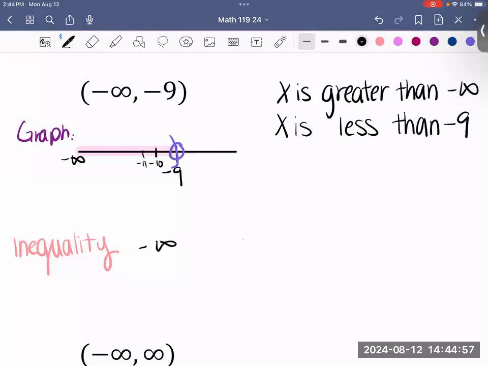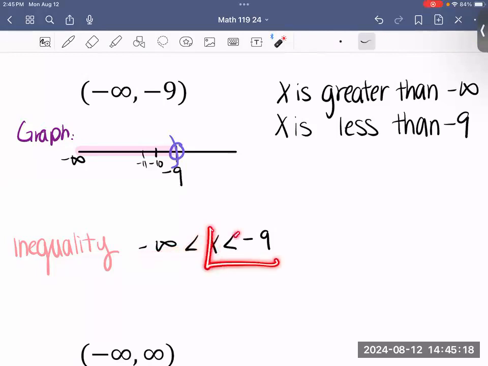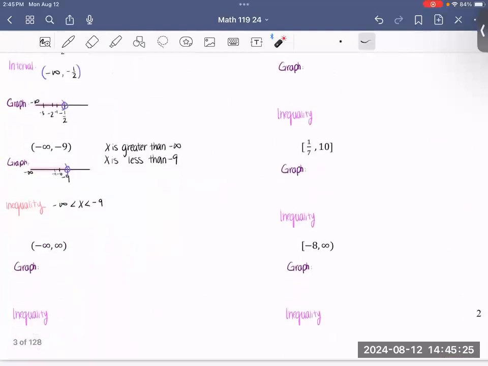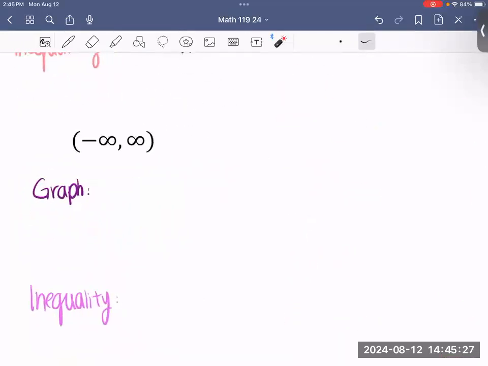So again, to write it in your inequality, you need your left and right most values. So negative infinity, -9. We're going to be assuming that we're talking about x on your domain. If we talk about your range, we're going to swap this x for a y. We're just going to be using this notation. When you read it back, again, just think about x is greater than negative infinity. And then x is less than -9.